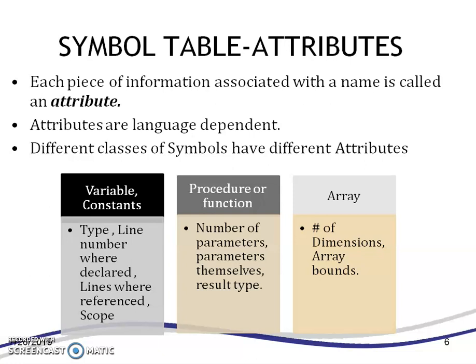Attributes are language dependent. Different classes of symbols have different attributes, like a variable or constant having attributes type, line number where declared, line where referred, and scope information. If the name is a procedure or function, the attributes may be the number of parameters and the result type. And if the name is an array, we need to store information about the upper and lower bound of the array.